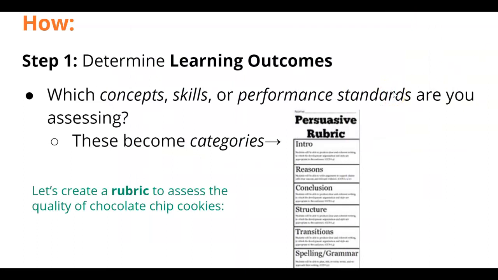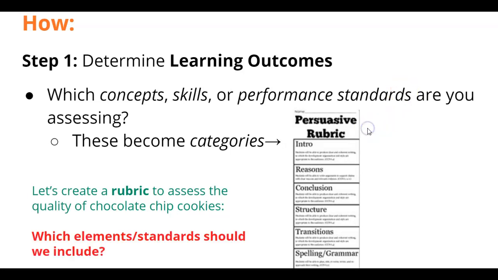So if we're going to create a rubric to assess the quality of chocolate chip cookies, what we have to determine is what are our performance standards? What learning outcomes should we include? And if you'd like to, you can certainly pause this video right here and go ahead and begin brainstorming those and then writing those down as rubric components. Otherwise, I'm going to go ahead and just continue forward.